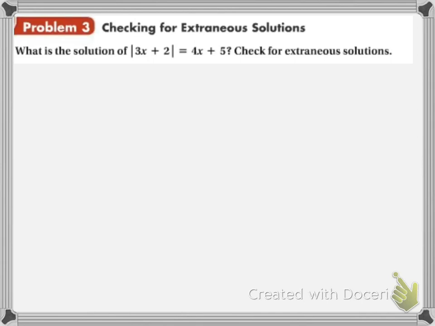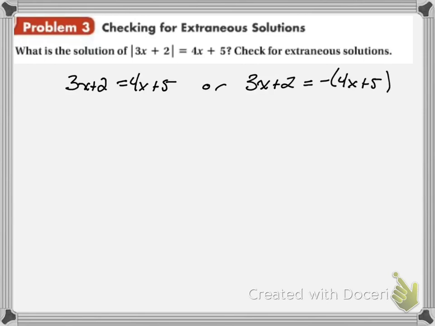When you have variables inside and outside the absolute values, you really need to check the solutions to make sure they work. So when we're doing this, you still set it up the same way. 3x plus 2 equals 4x plus 5. So you rewrite the equation again. Or 3x plus 2, which is what's in the absolute value, equals the negative of 4x plus 5. And then you solve. I would subtract 3x first, so I get 2 equals x plus 5, subtract 5, x equals negative 3.